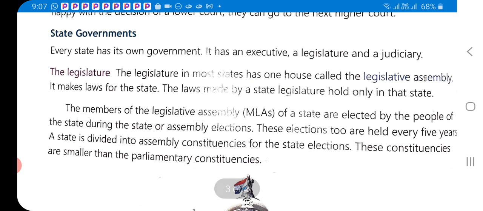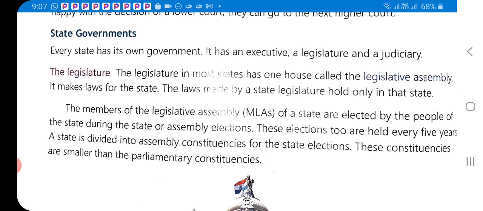Now we will read about state governments. Every state has its own government because it is not possible or easy for the central government to run the whole country. So powers are divided. States are given the powers to run their states, and every state has its own government, which is called the state government. And it also has three organs. As the union government has three organs, state governments also have three organs: executive, legislature, and judiciary.